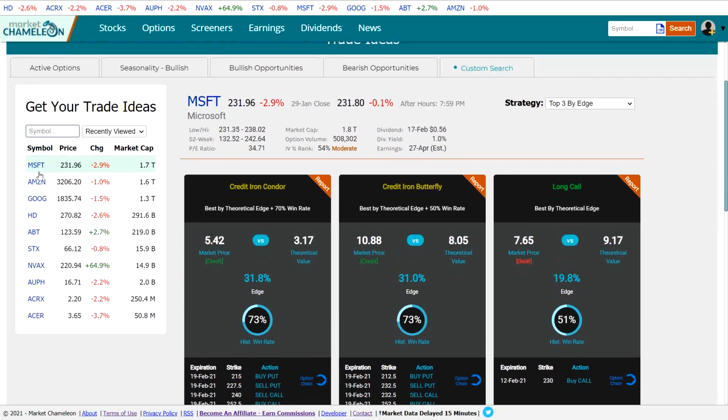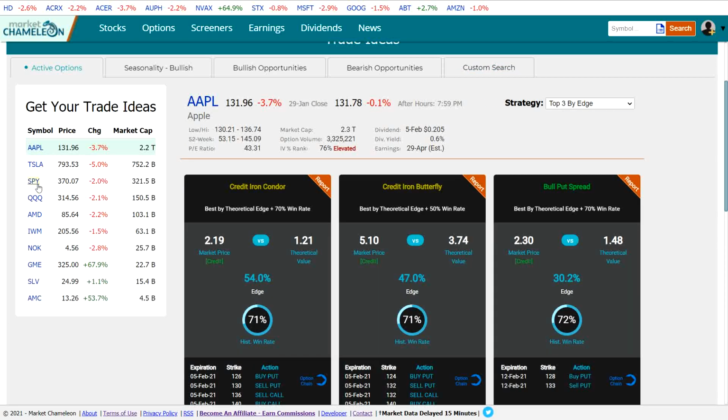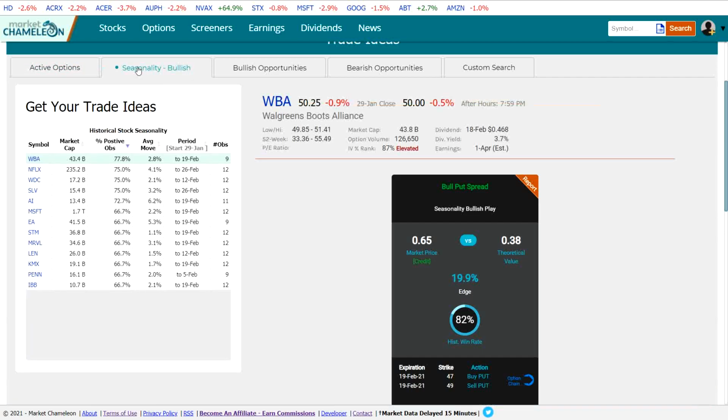You got Microsoft, Amazon, Google, Home Depot. If you click on active options, Apple, Tesla, SPY, QQQ, AMD, Nokia, GameStop, of course, Silver, of course, and AMC, of course. You got seasonality, whatever stocks that are going up in January are all here. Great trades, Walgreens, Netflix, what is this, Western Digital, Silver. Silver is going up in January, good to know, just based on seasonality, not even based on Wall Street Bets. So tons of stuff to check. Feel free to check them out.